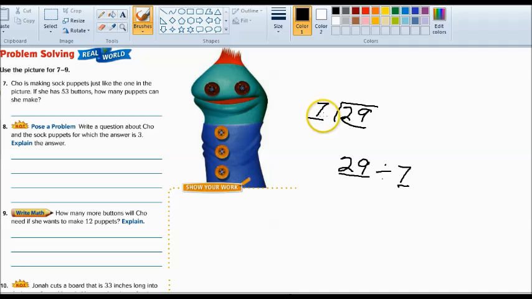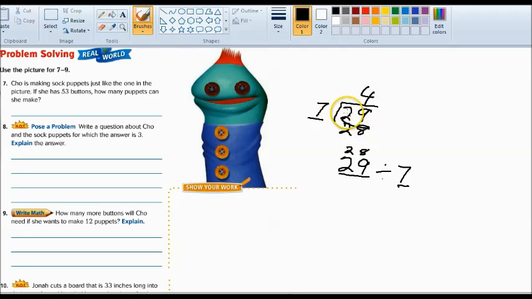So the first thing we want to do is see what multiple of 7 is closest to 29 but does not go over, or cannot be greater than 29. If you look at your 7's multiples, you can see that 28 is the multiple of 7 closest to 29 without going over. And then we have to think, well, 7 times what is going to get us to 28? We should know that 4 is the answer, so 4 times 7 is 28.